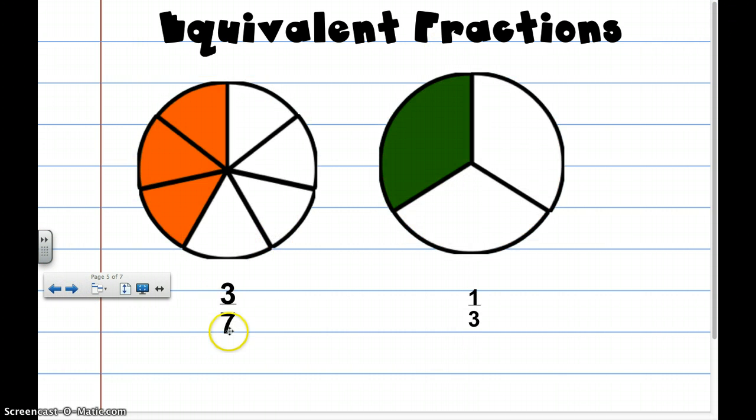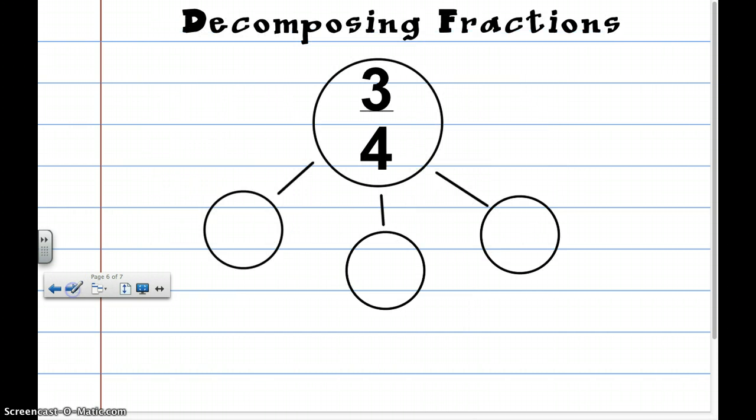Let's look at this one. 3/7 and 1/3. Well, by looking at the picture again, I can see that there's more shaded in over here than here. They are not equivalent, so 3/7 is greater than 1/3.